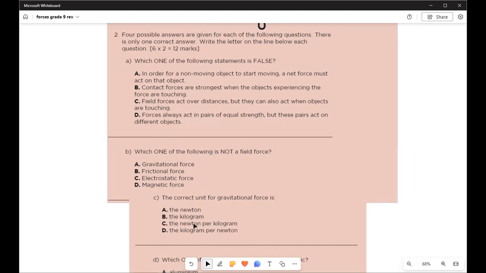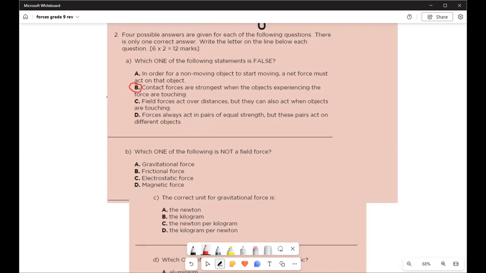Okay. Then B, they say contact forces are strongest when objects experiencing the forces are touching. This is definitely false. Remember, the strength of contact forces is not determined by whether they are touching or not touching, right? For contact forces to exist, whether weak or strong, the objects must be touching. So the strength is not determined by whether they are touching or not.